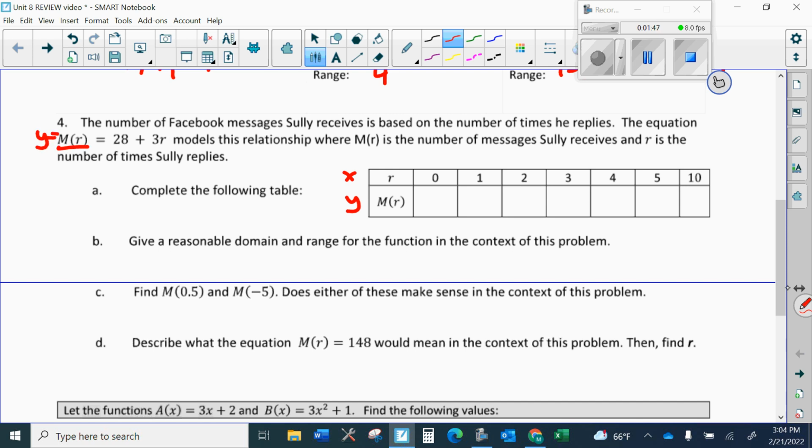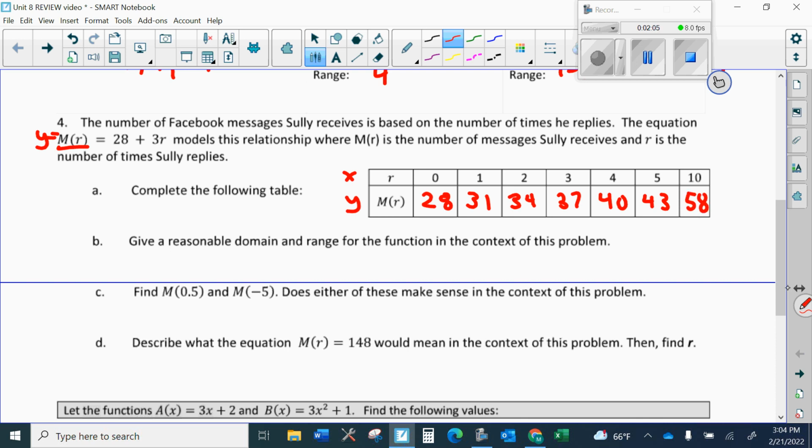So plug in 0, you get 28. Plug in 1, you get 31. It's going up by 3 each time. 34, 37, 40, 43, and then for 10 it's 30, and 28 is 58.